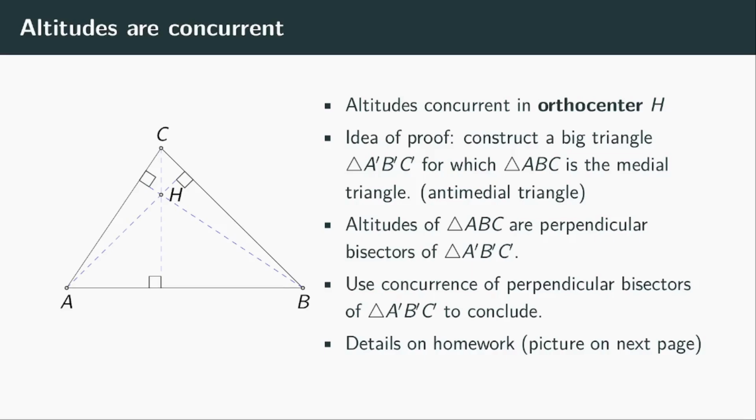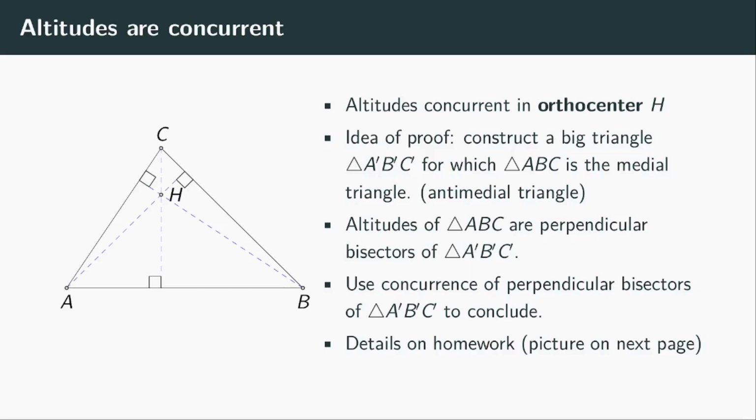So the theorem that we're going to prove, or I guess sketch in this video, and then have you flesh out the details in the homework, is that altitudes are concurrent. So they're concurrent in a point. For some reason, we often write it as capital H. I guess that's H for height. The point at which they're concurrent is called the orthocenter of the triangle.